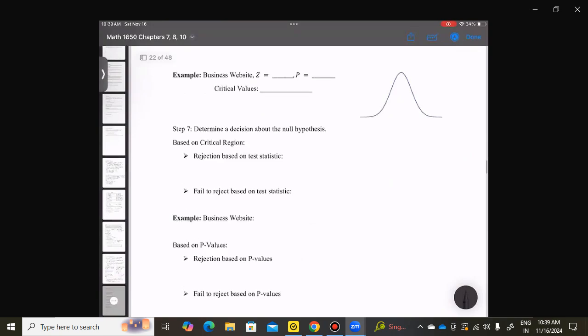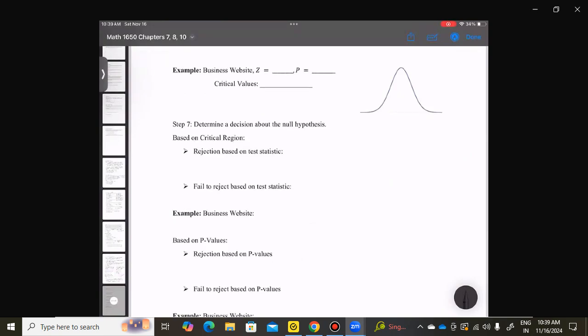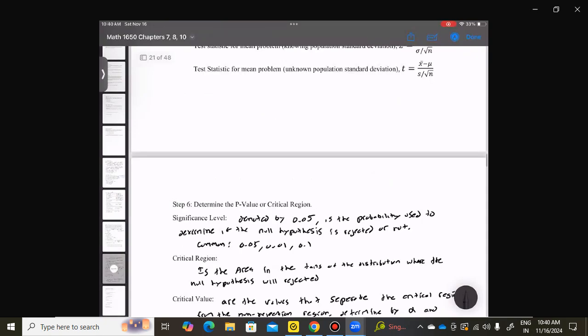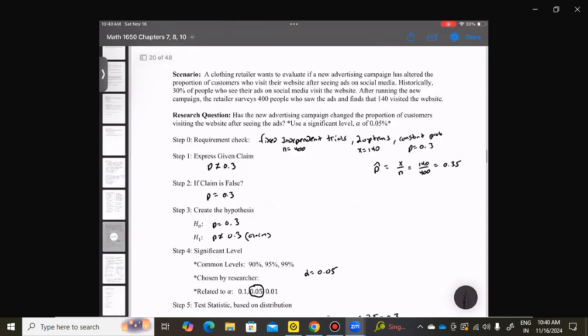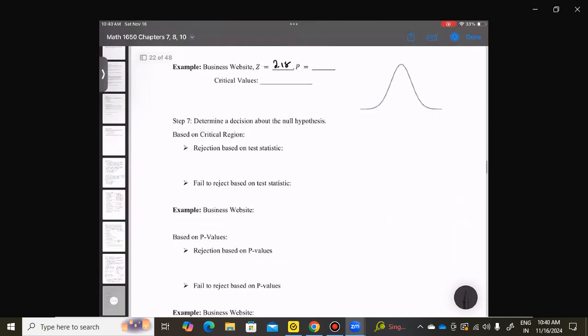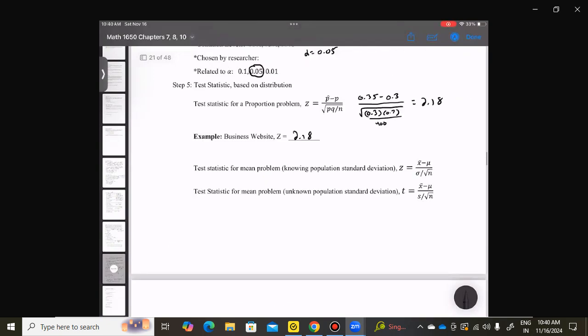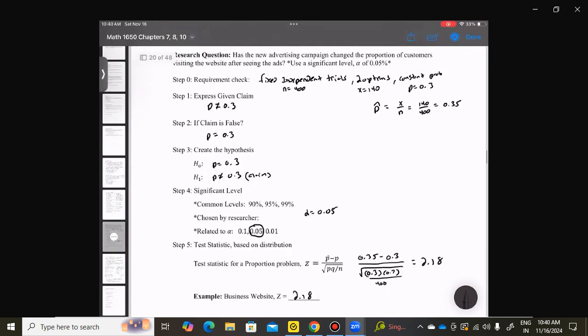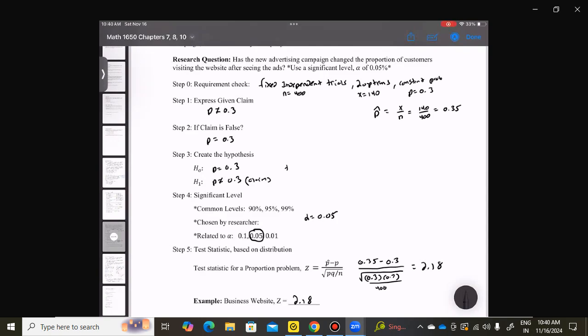Alright. So we have a 2.18 z-score from our business example. That's what we did before with our social media advertising. Let's figure out this. Oh, hold on. Before we do that, let's go back for a second. We are looking at a two-tailed test now, because it's a not equal to.